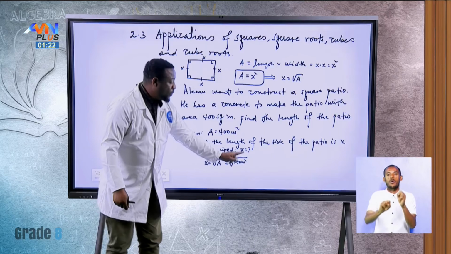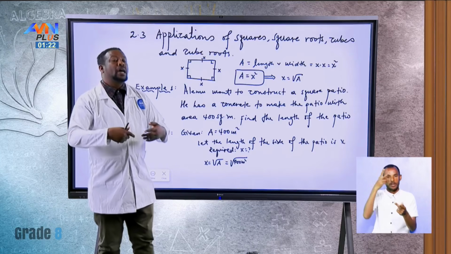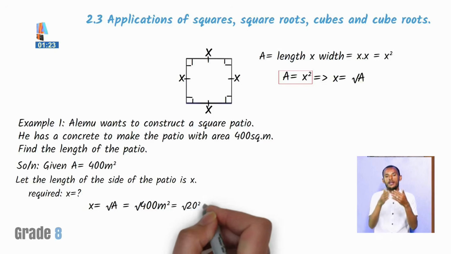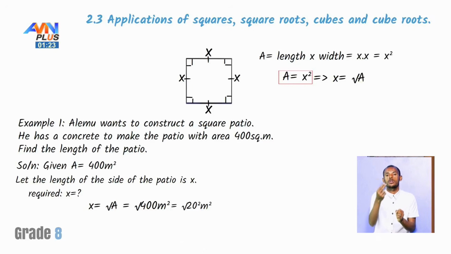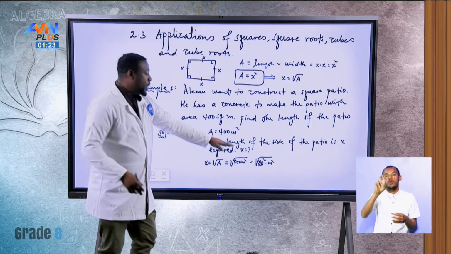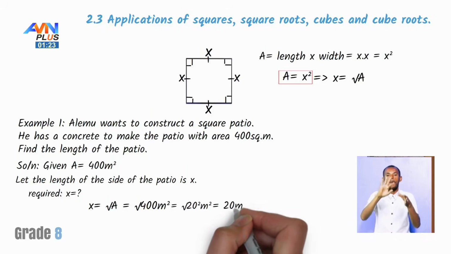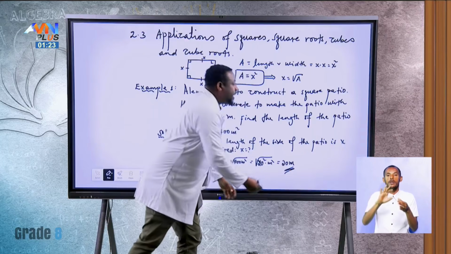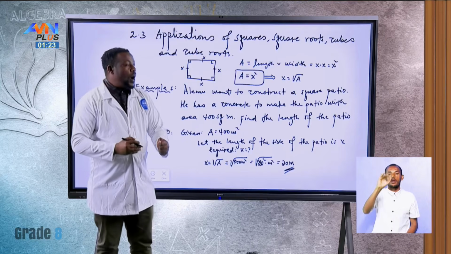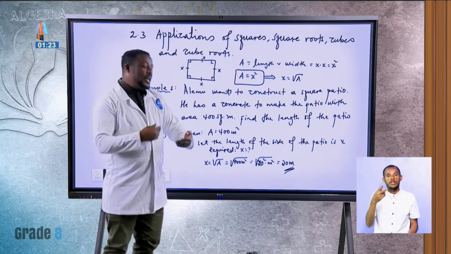So for the square root of 400, you can write 400 in the form of a certain perfect square, which is 20 squared. Okay, to easily understand this, in place of 400, you can use 20 squared meter squared. 20 squared means 20 by 20, which is 400. So now the square root of this number is 20 meter. So this 20 is the length of the side of the square patio. This is one of the examples of the applications of squares. Let's see another example.